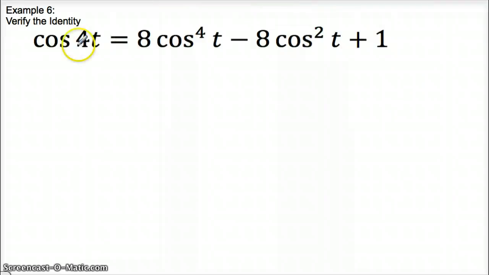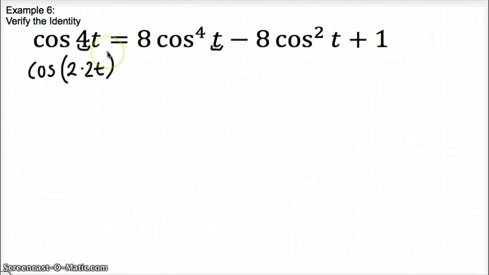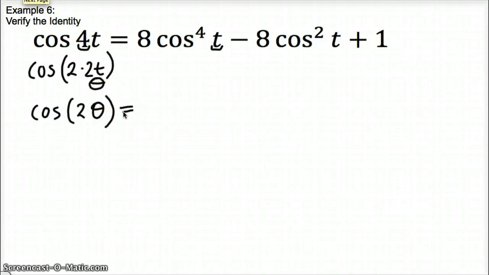So I have this large 4t, and over here I just have t. So once again, while the left-hand side looks really simple, we don't want 4t in there. We need to break that down, and we're going to break that down by thinking of this first as the cosine of 2 times 2t. Okay, so 2t is our theta, and we're going to use the cosine of 2 theta, the double angle formula, to break this apart.